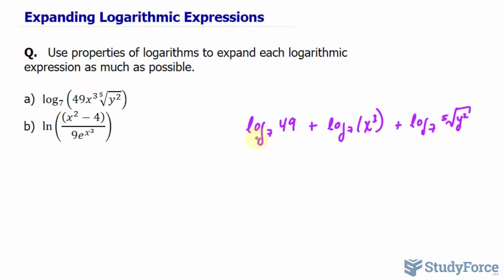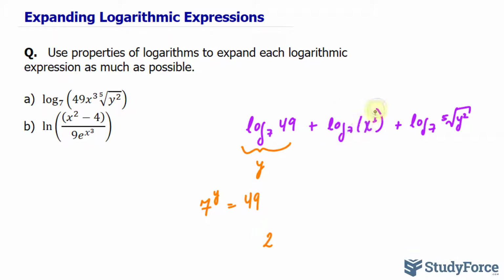We'll start with this term, log of base 7 of 49. If we set this equal to y, that's the same thing as saying 7 raised to the power of y is equal to 49. What can y be so that this equation holds true? And the answer is 2. So all of this becomes 2.